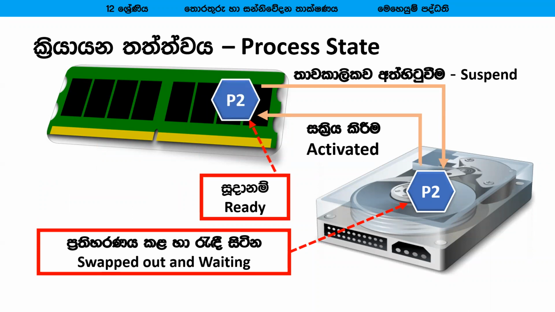When one in the ready state is swapped to the hard disk, we call it swapped out and waiting. And once it has been activated, it is now in the ready state in the RAM. So the same scenario happens, only the state is different. When a blocked one is suspended, it is swapped out and blocked. When a waiting or ready one is swapped, it is swapped out and waiting, right? Anyone can be activated, and we can take them back to their earlier state, right?